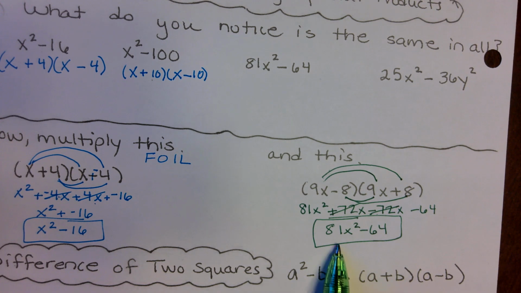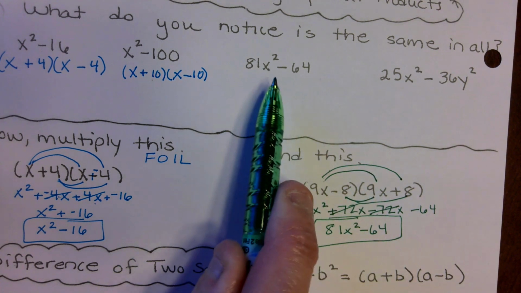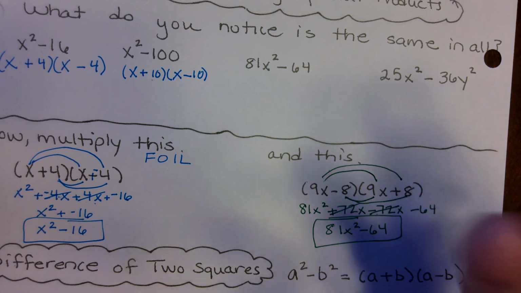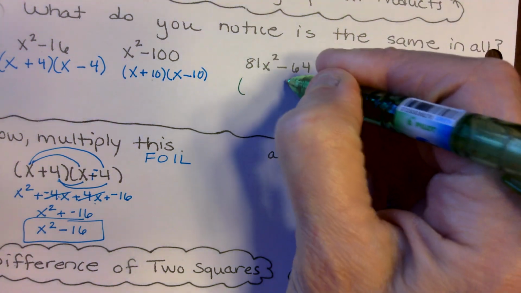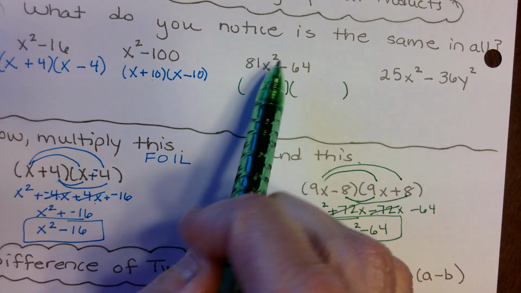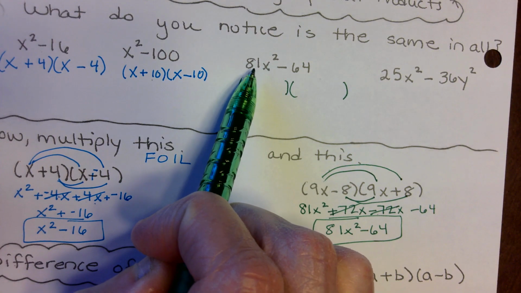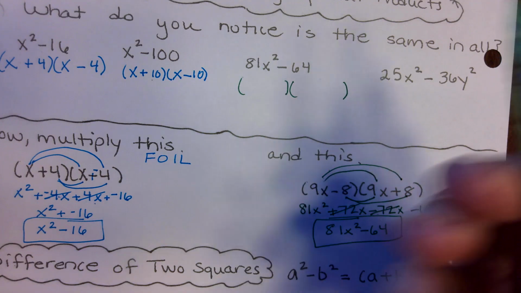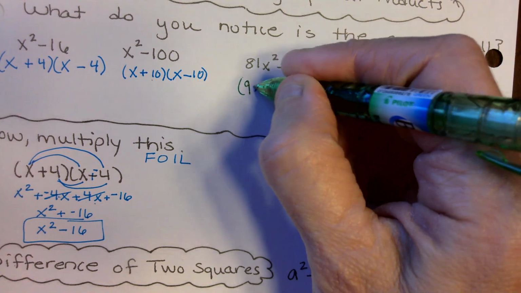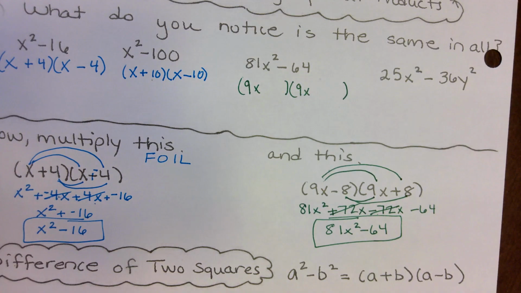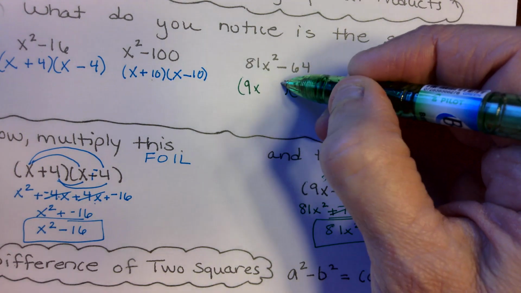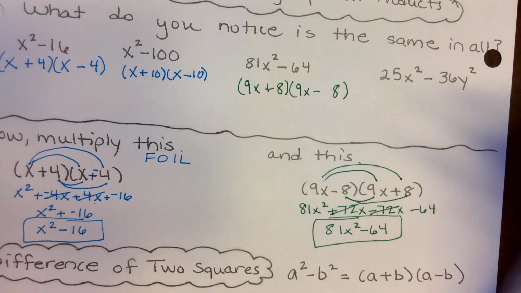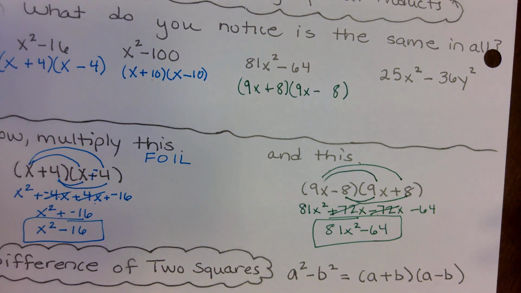Oh dear, are we noticing a trend? So even when there's numbers before the x squared, it still works. If this is a 27, that's not going to work. Square root of 27 doesn't come out even, but square root of 81 does. So 9x and 9x, that works. Square root of 64 is 8 and 8. So they both have to work. Then one's plus and one's minus. You guys go ahead and try that one.